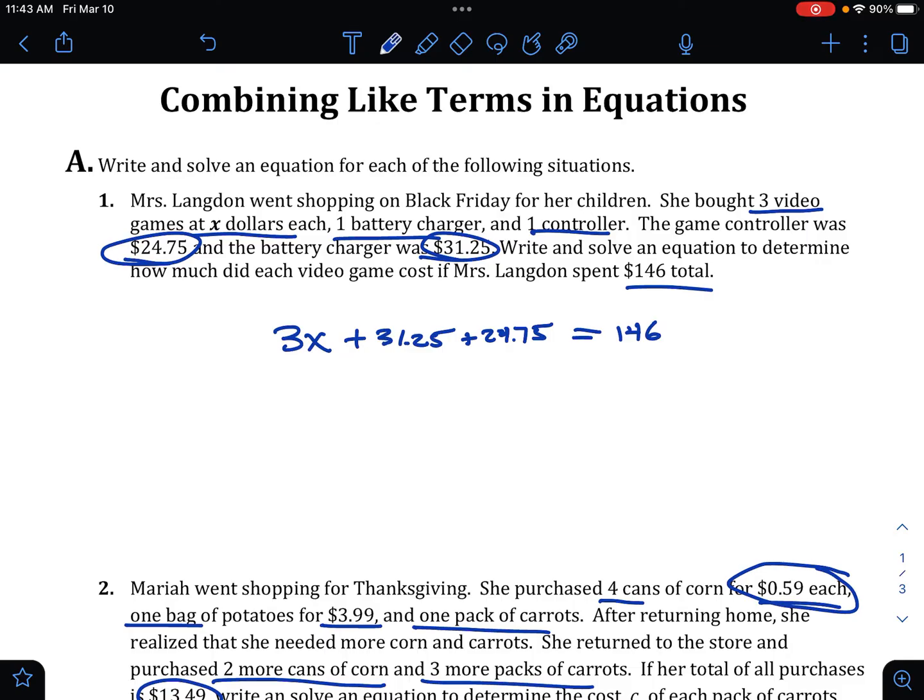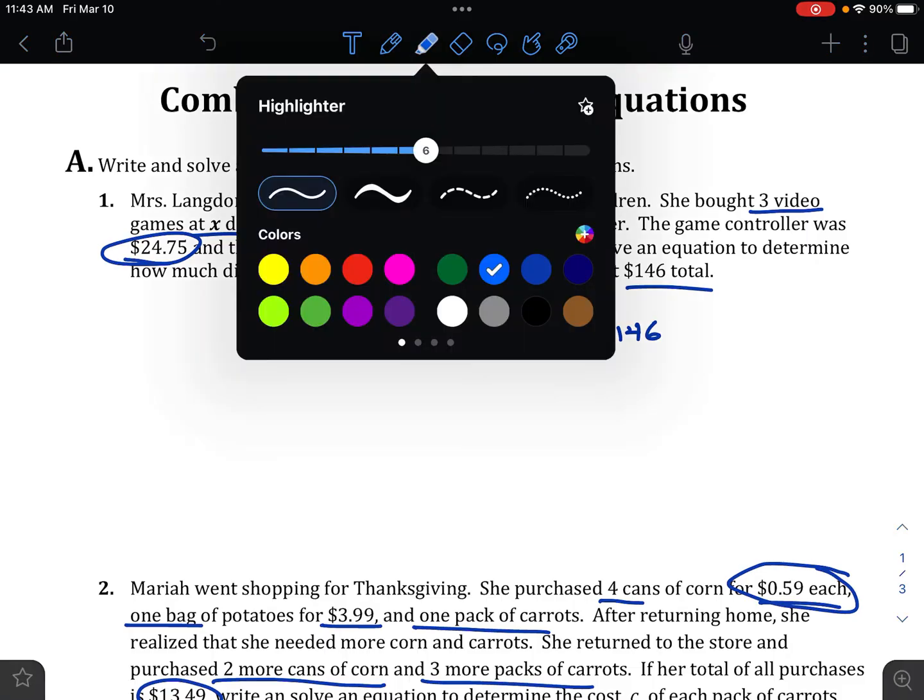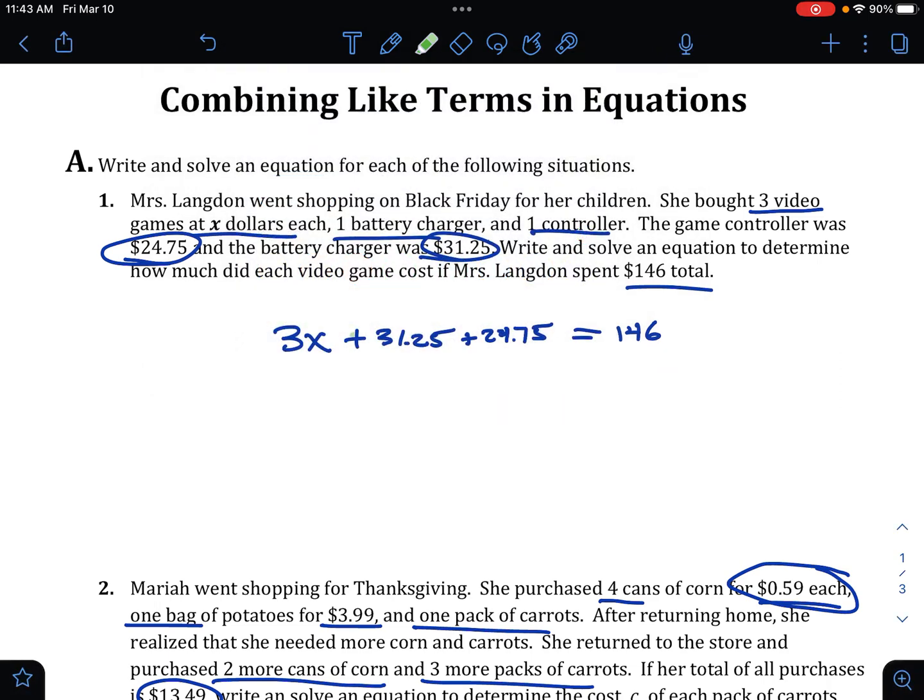We talked a lot in our expressions unit about what to do when we have like terms. In this case, we've got 2 constants, this constant here and this constant here. Those 2 constants can be combined because there are no variables on them. So let's add them together. $24.75 plus $31.25 is $56. Bring down the 3x and the plus sign, and the equals 146 on the right.